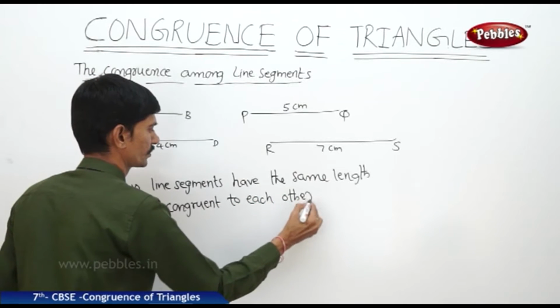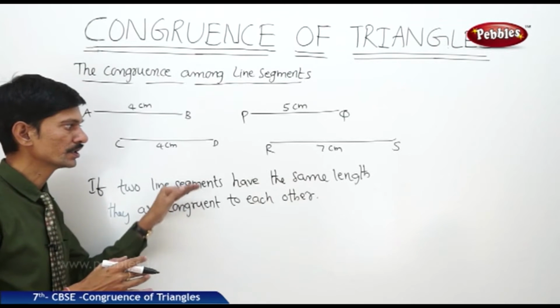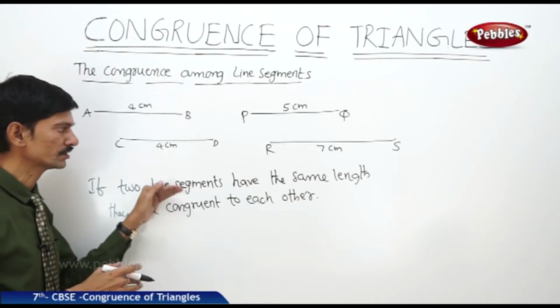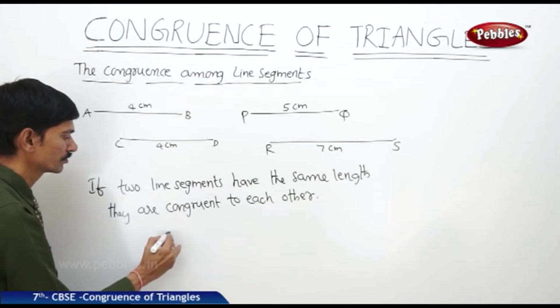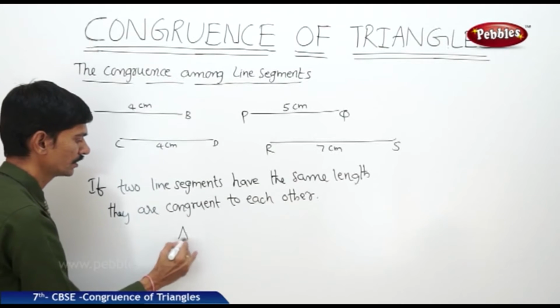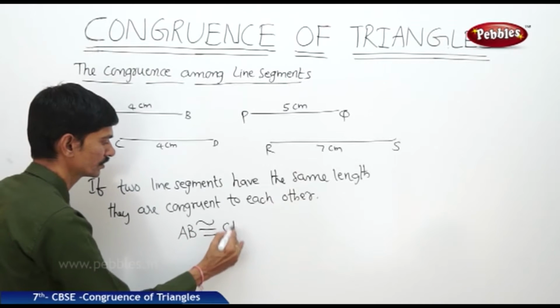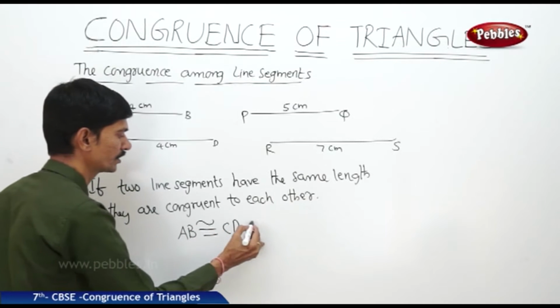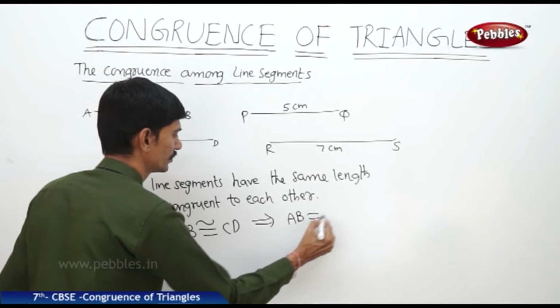Or we can say that if two line segments are congruent to each other, then they have the same length. So this converse is also true. So if two line segments AB and CD are congruent, then we can write line segment AB is congruent to the line segment CD, or simply this can be represented by their lengths. So that is AB equals CD.